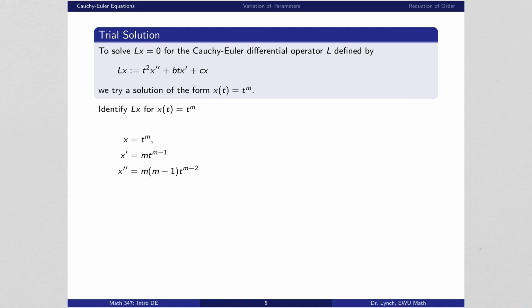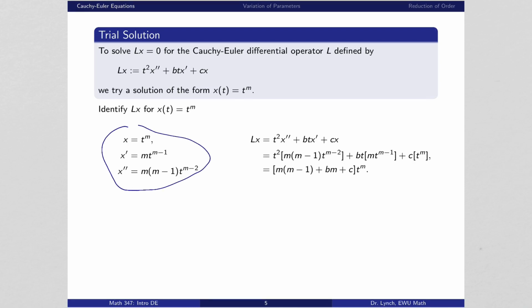Now with these forms for the derivative and the second derivative as well as the function, it's pretty quick to see what Lx is. Of course Lx is given by t squared x double prime plus b t x prime plus c x, and when we plug those expressions for x, x prime, and x double prime in here, we can see that we get something that simplifies to factor out a common factor of t to the m power.